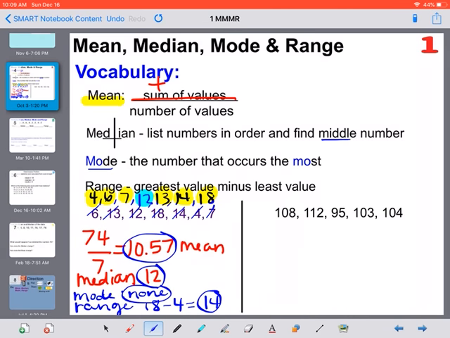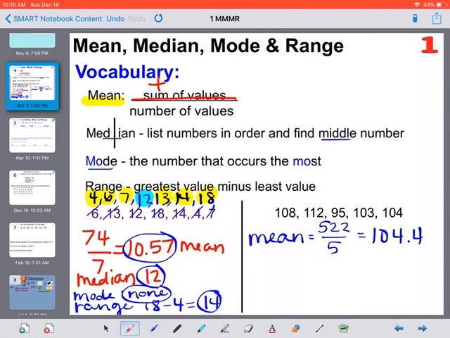So let's try it with another set of data. Our mean, we're going to add them all up and divide by how many numbers we have. And we have 5 numbers, so I know I'm going to divide by 5. So I'm going to add them all up. 108 plus 112 plus 95 plus 103 plus 104. So we have 522 divided by 5 is 104.4.